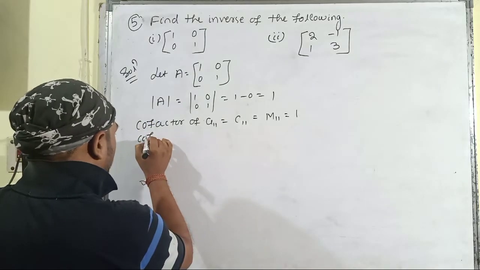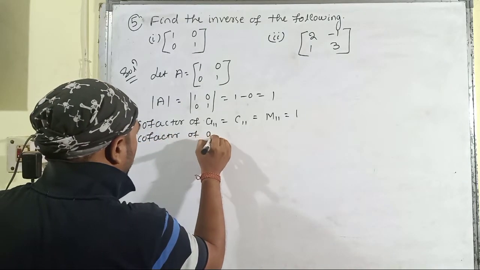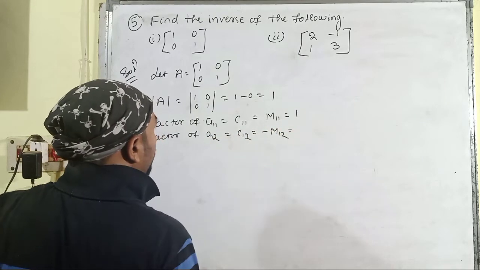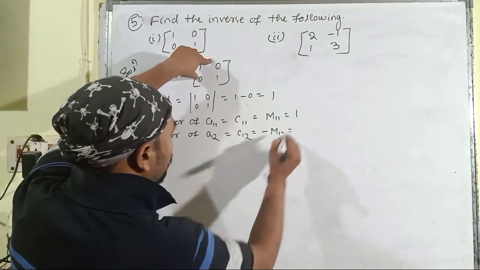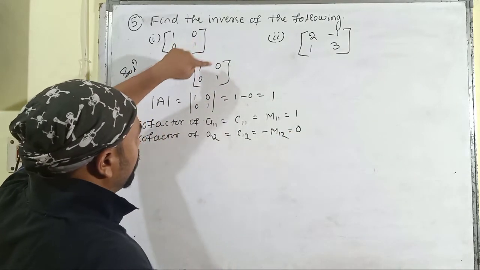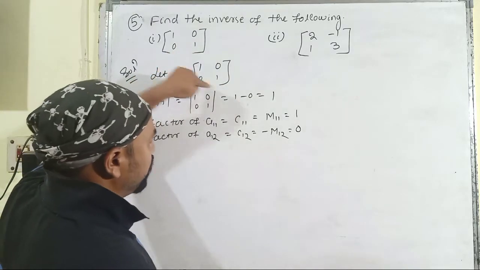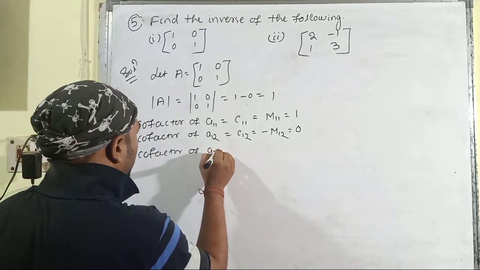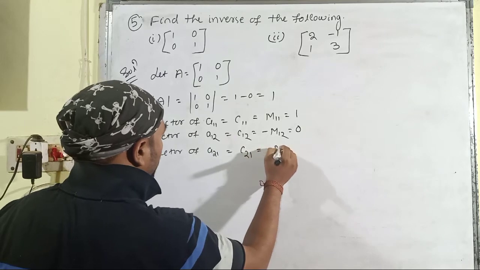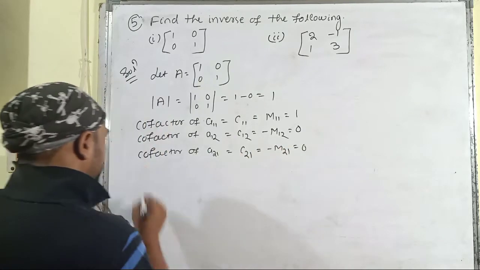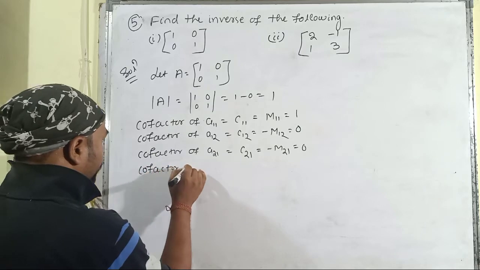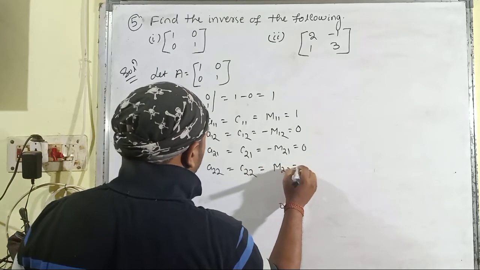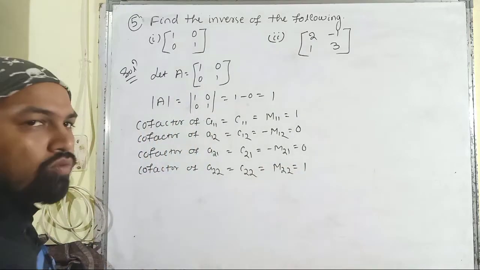Then cofactor of A12 will be equal to C12, but this is equal to minus M12, which is equal to 0. This is the value A12, minus the opposite corner value, minus 0. Okay, it is 0. Then cofactor of A21 is equal to C21, and that is equal to minus M21, again it is 0. Then cofactor of A22, which is equal to C22, which is equal to M22, and which is equal to 1.